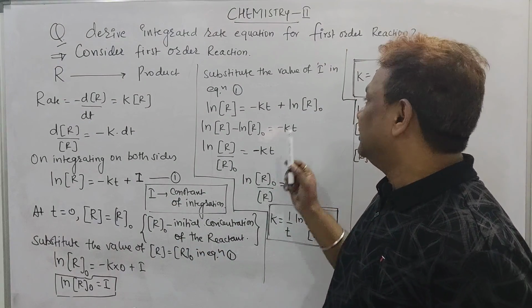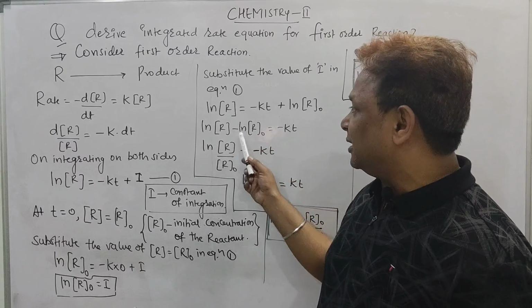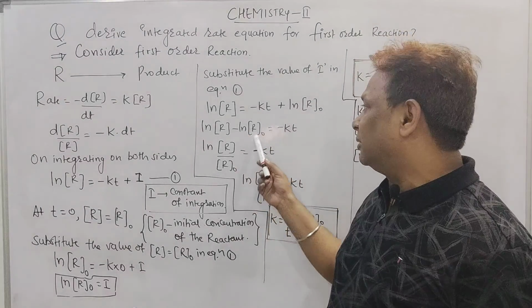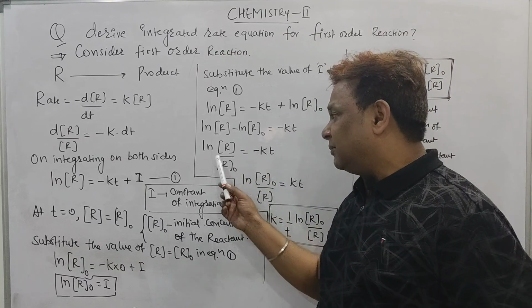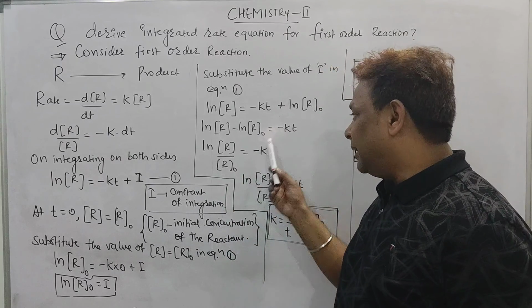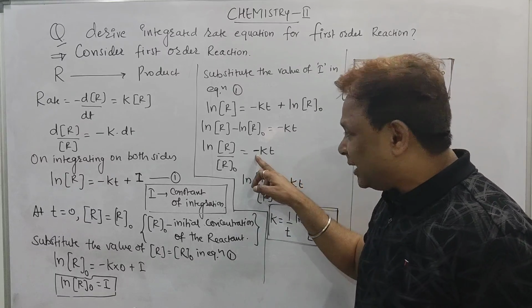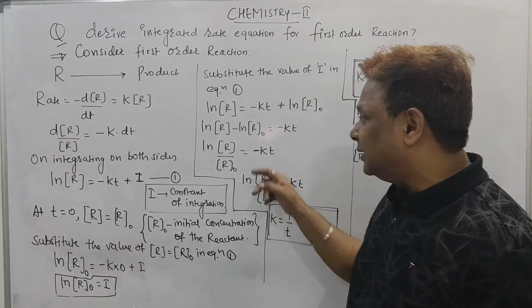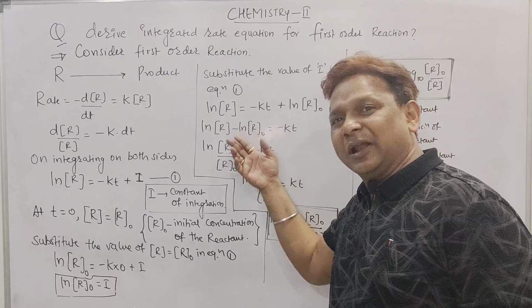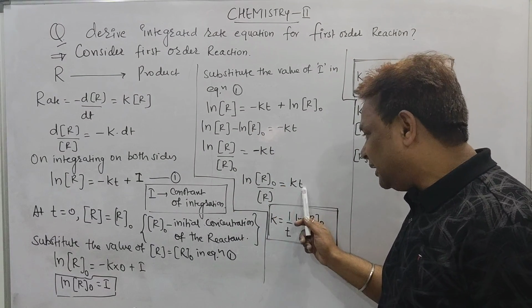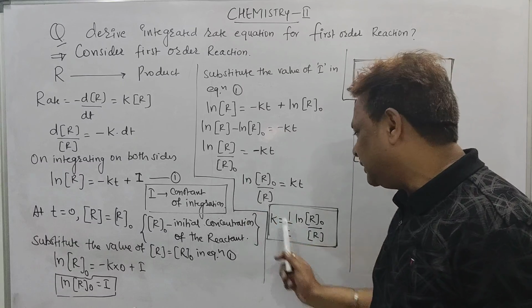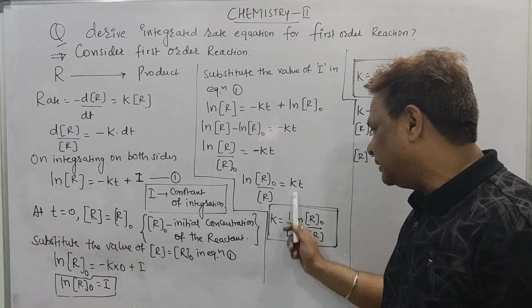Ln R naught. Now this plus ln R naught goes to the other side and becomes minus ln R naught equal to minus kt. Log A minus log B can be written as log A by B, so ln R by R naught equals minus kt. If you want to make minus kt become plus kt, R by R naught becomes R naught by R. Now t comes on this side, and it becomes 1 by t ln R naught by R, which is k.